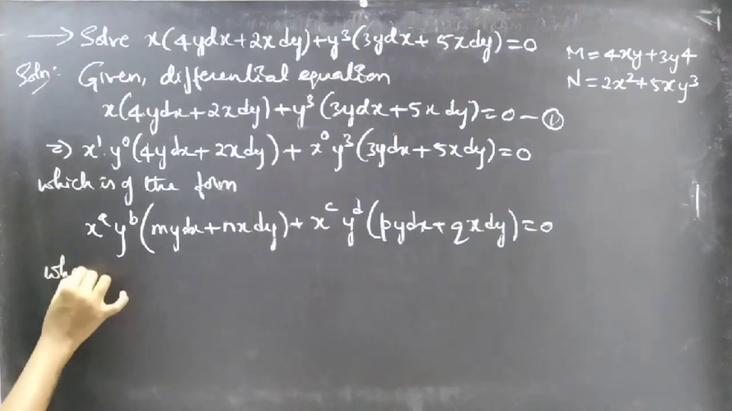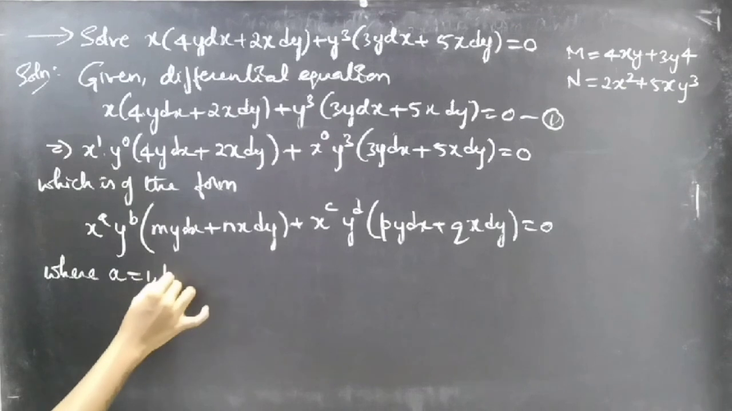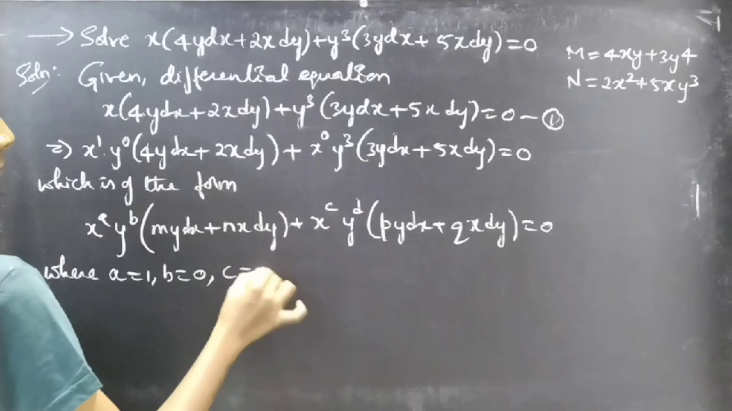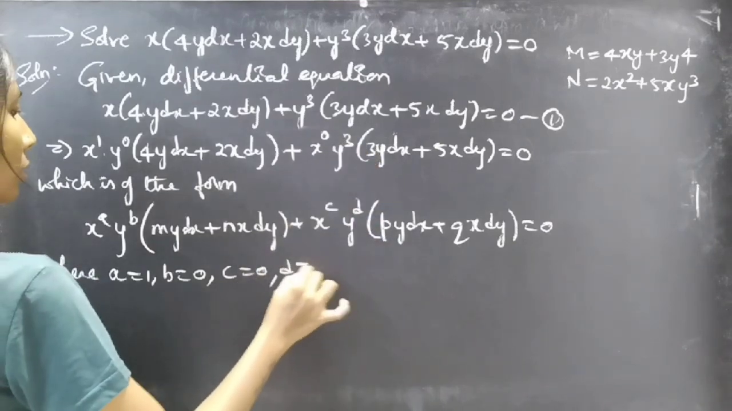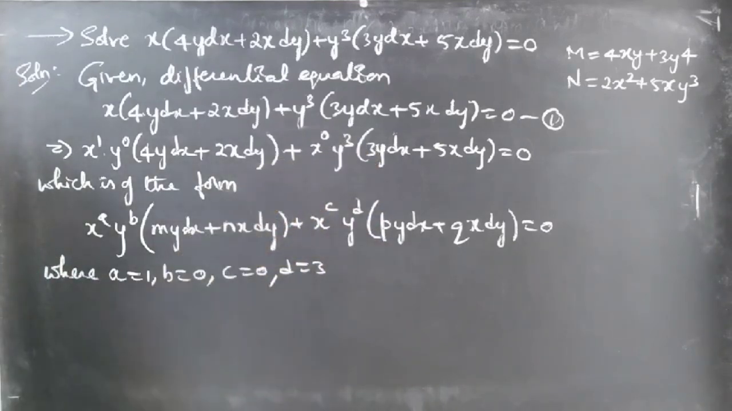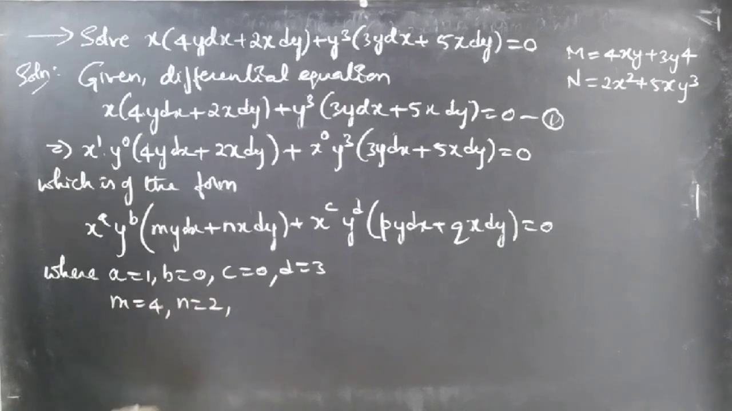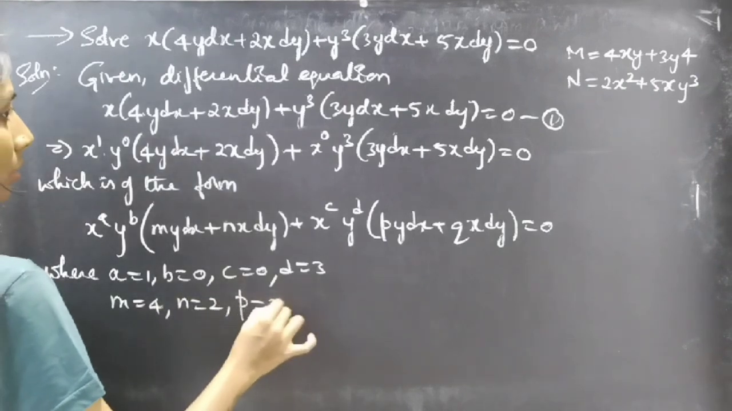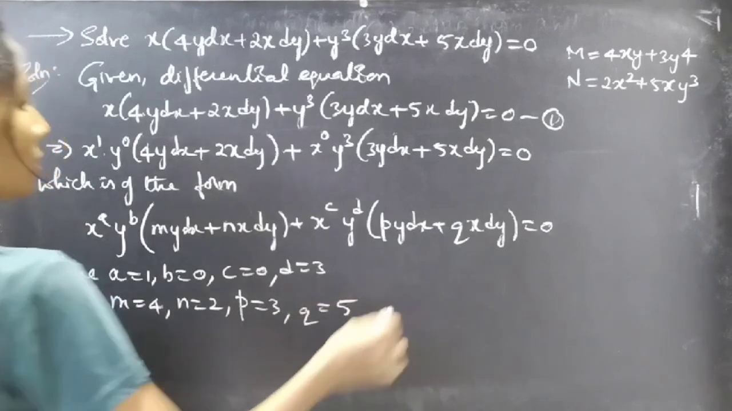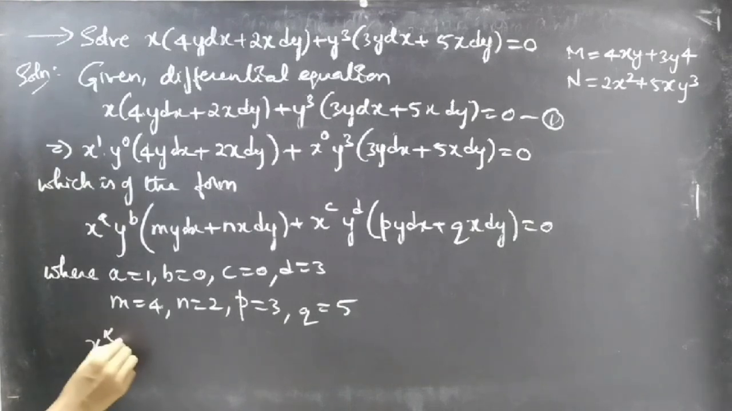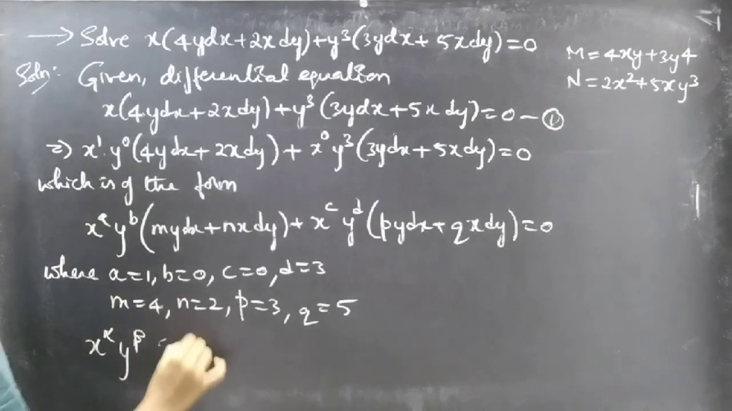Where a equal to 1, b equal to 0, c equal to 0, d equal to 3. By comparing these two equations, we'll get the values of constants. m equal to 4, n equal to 2, p equal to 3, and q equal to 5. Since the given differential equation is of this form, so here x power alpha and y power beta will be the integrating factor.